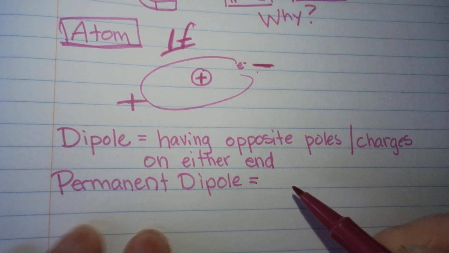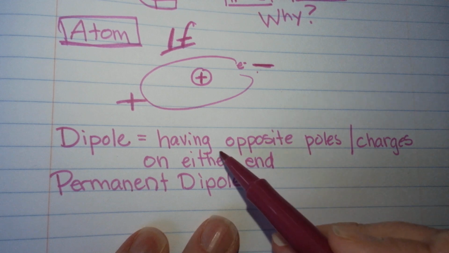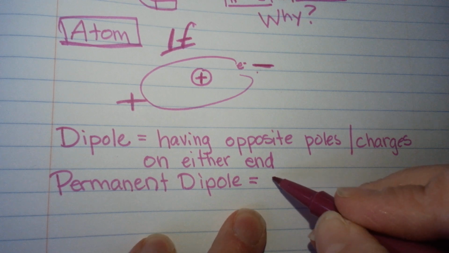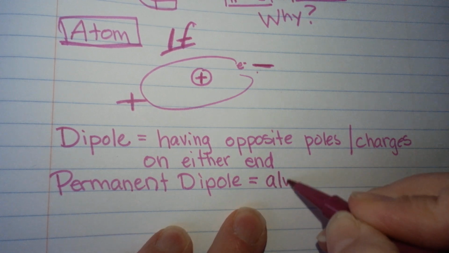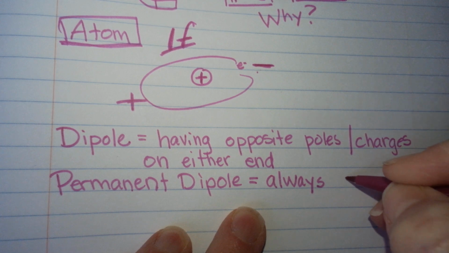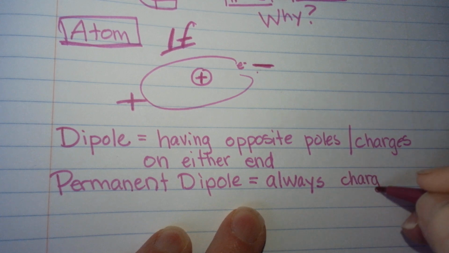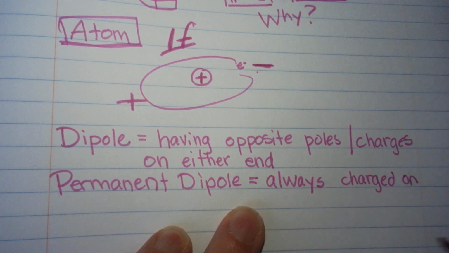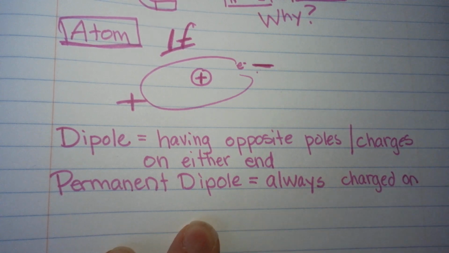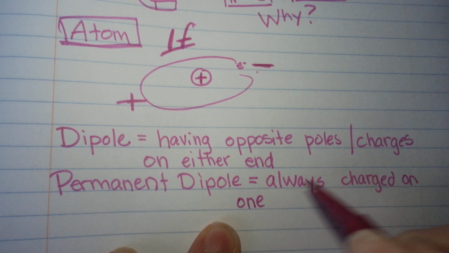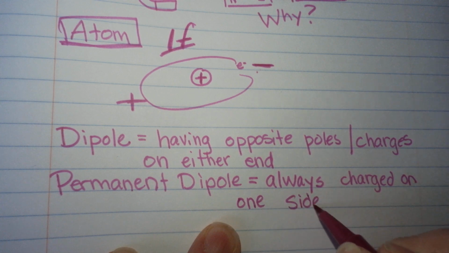And what does that mean? Well, that means we have a dipole, so we have opposite poles, but it's always charged on one side. I guess we could say always charged negatively on one side. But we'll just say charged on one side for right now.